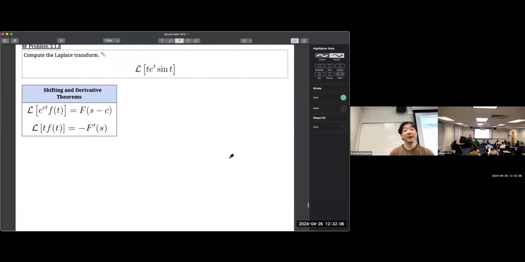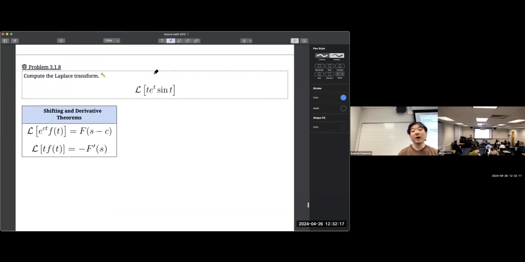This one, however, has both t and e to the t multiplied to the function sine of t. So you're going to have to do both. It's up to you which one first, but in the end, you're going to have to do both. I'll probably just say e to the t times sine of t, all of that, is my f of t function. That's getting multiplied by t. So I'm going to look at the case where n is equal to 1, which is already written here.